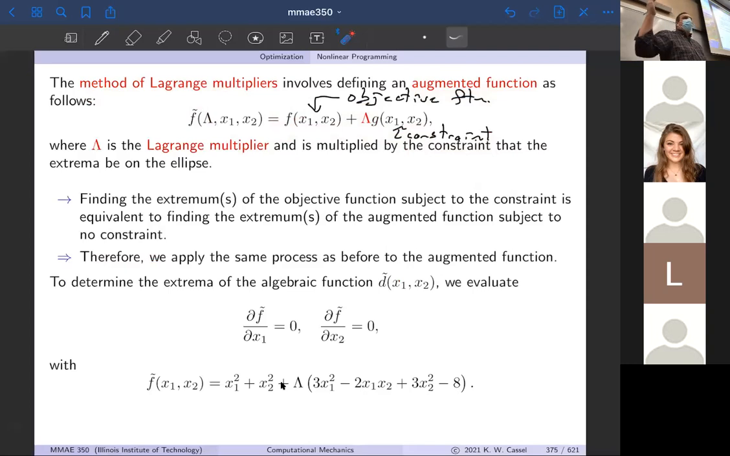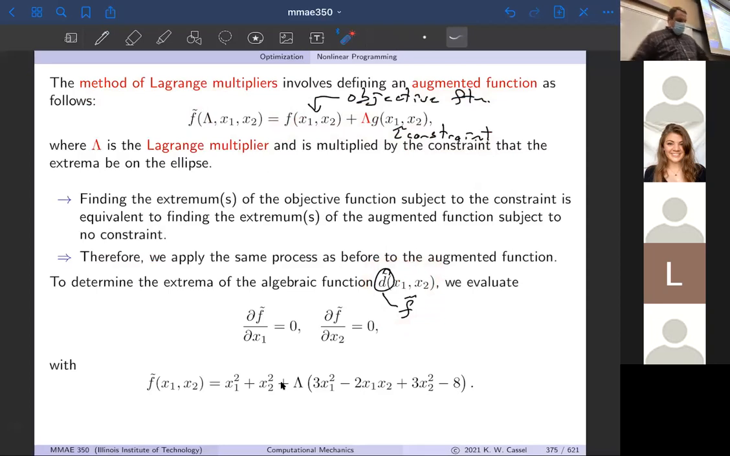Then now we do everything on f tilde just like we would have for an unconstrained problem on f. That's it. That's the Lagrange multiplier method. It's super, super straightforward. All right, so this d here, d tilde, that should be an f tilde. That was my bad. So we have our f tilde, our augmented function. It's still algebraic. And now we just treat it like a regular minimization and maximization process.